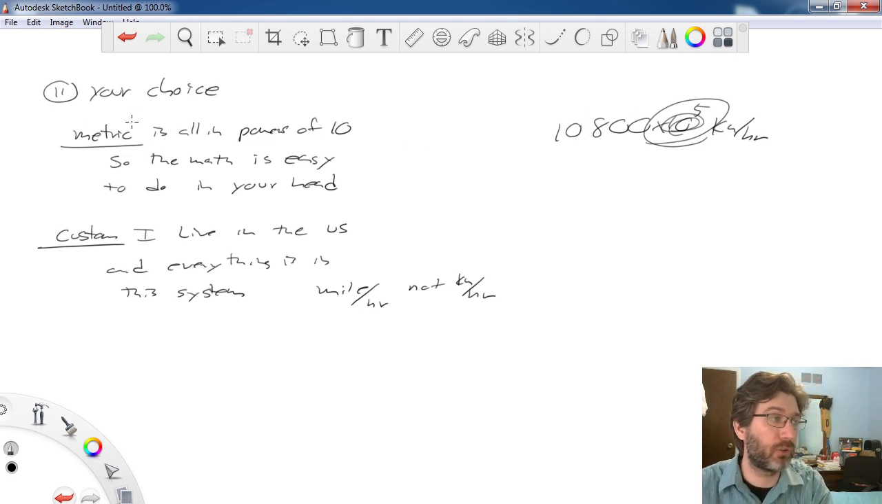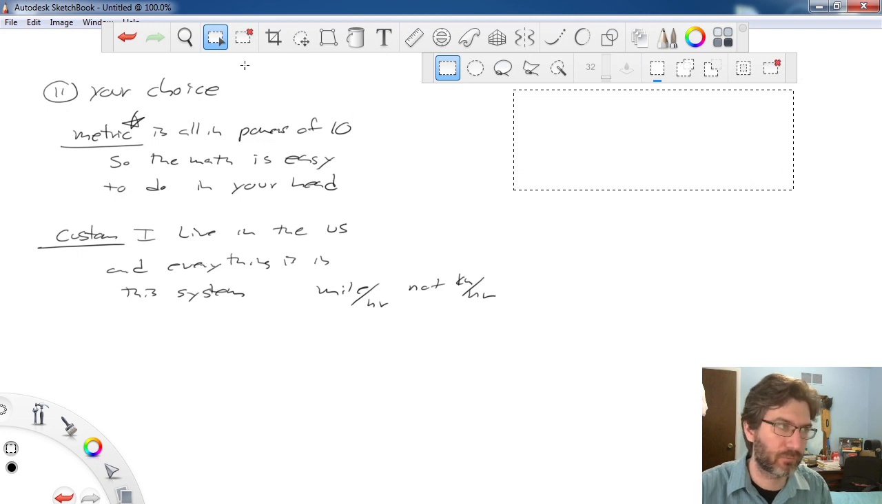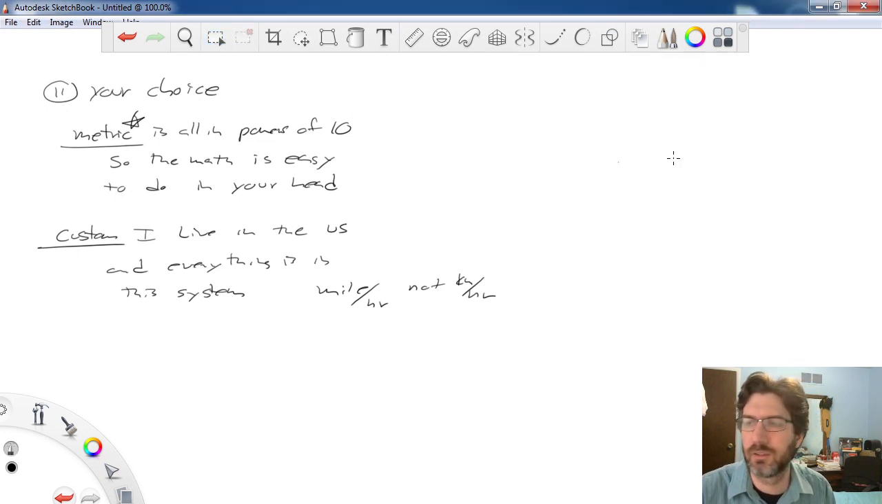And that's why most of the world likes the metric system, because we live in a base 10 system, so anything with an exponent of 10 is really easy to work with. Number 7.